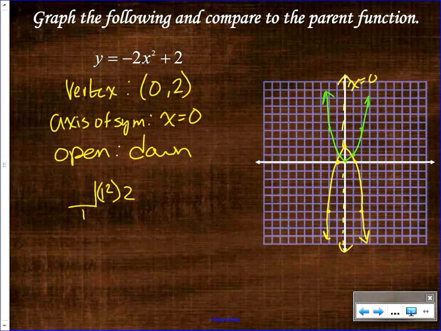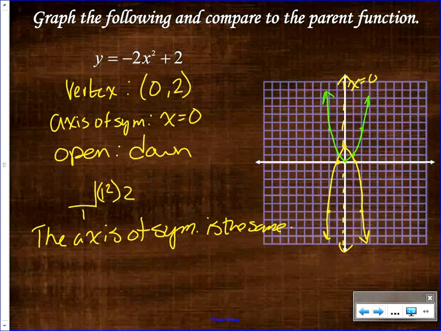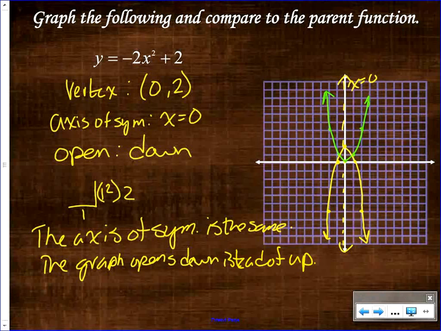So, compare and contrast. Someone tell me something. Is there anything that's the same? Let's start with the same. The axis of symmetry is the same. Good. Sorry, my writing is really bad. That's why I try to type most stuff. Okay. What's different? Okay, it goes down. It opens down instead of up.